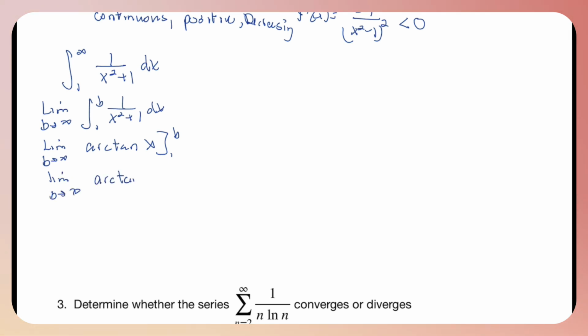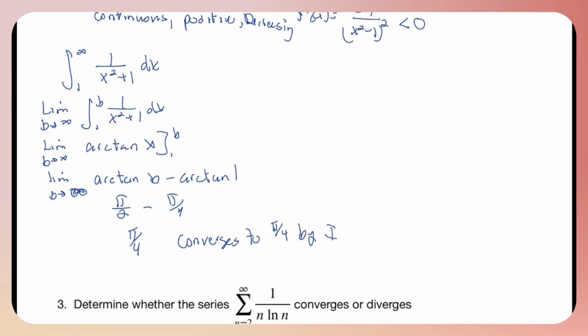Well, what is the angle whose tangent is infinity? If I plug in infinity in place of b, well, looking at our graph, the angle whose tangent is infinity would be pi over 2. And the angle whose tangent is 1 is pi over 4. Pi over 2 minus pi over 4 is pi over 4. So that gives us a value. So therefore, we know our series converges to pi over 4 by the integral test.